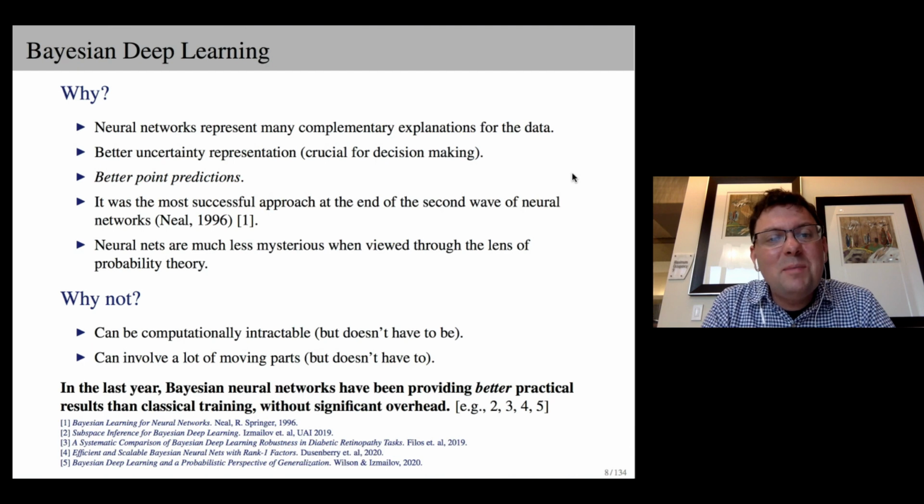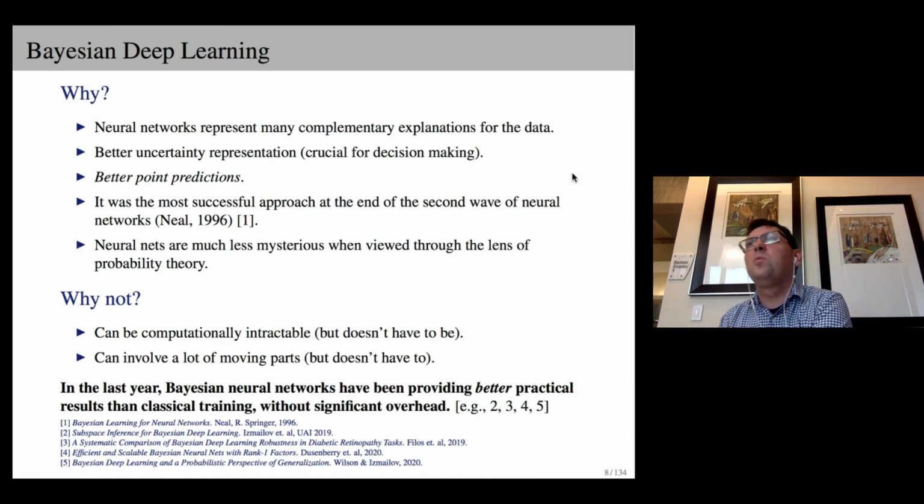And so there are many reasons to be excited about Bayesian deep learning. Neural nets can represent a variety of complementary explanations for the data, and we'll be seeing this particularly in part 3. And this will lead to better uncertainty representation, which is crucial for decision making. We could think from a practical perspective, if our model could never influence a decision conceivably, then it might not have much of a practical impact. But it will also have a big effect on the accuracy of our point predictions, which is perhaps an underappreciated aspect of the benefits of Bayesian marginalization in deep learning in particular.